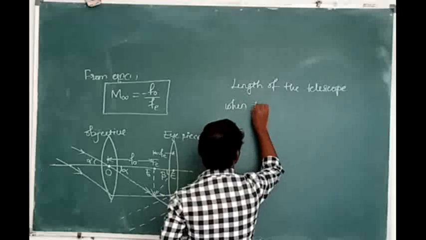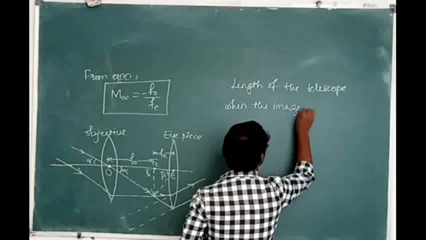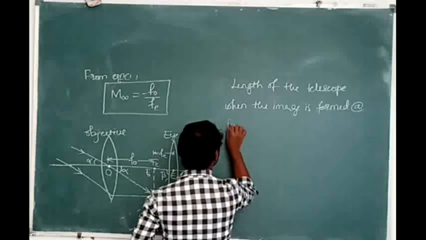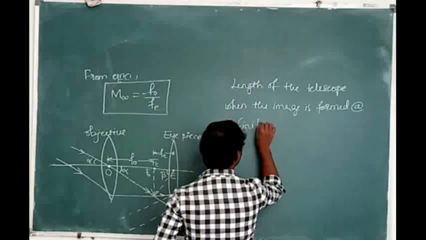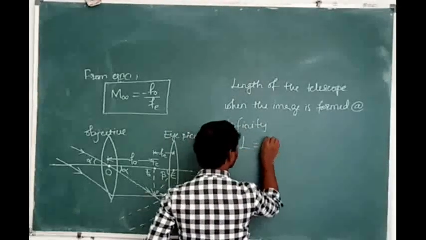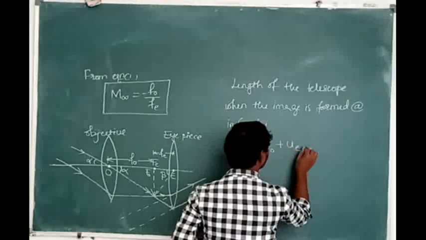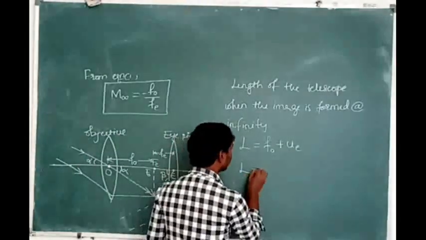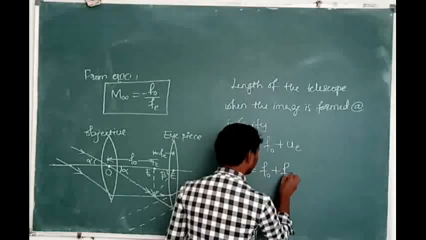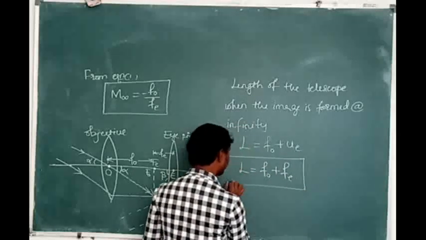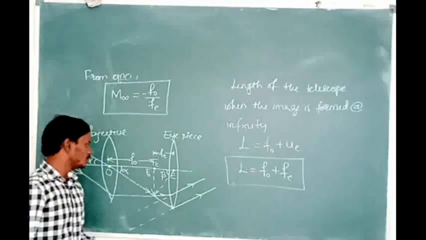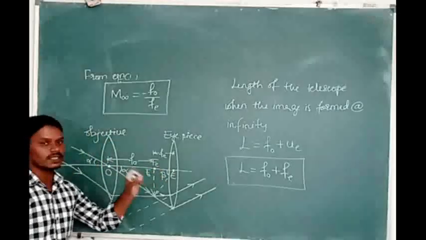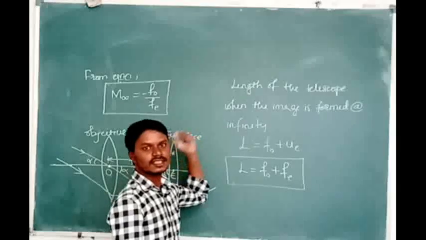When the image is formed at infinity, already you know the expression for length here: that is fo plus uv. But here uv is equal to fe. Already we proved that. Then we can write l is equal to fo plus fe. Now it is the length of the telescope. So if the length of the telescope is equal to the sum of the focal length of the objective lens and the focal length of the eyepiece, then the image is formed at infinity.